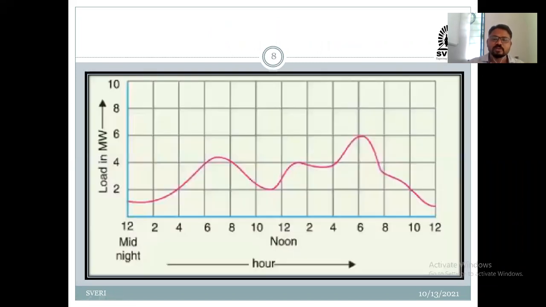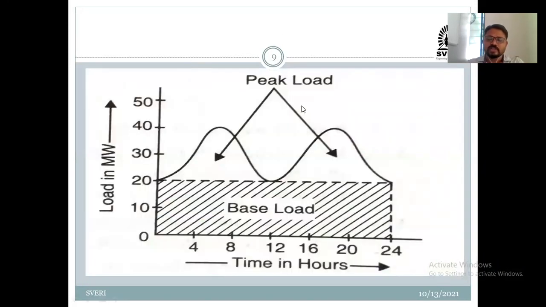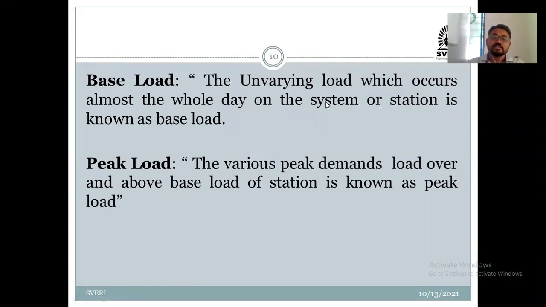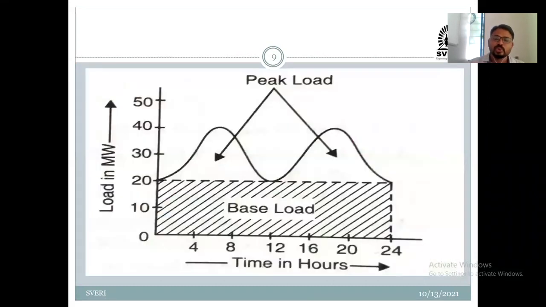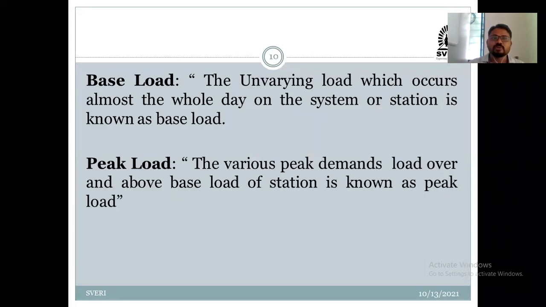Next, this is the proper example of the load curve. Practically, I have shown you how we have drawn the load curve. Then there are basically two terms that arise, which are the base load and peak load. What is the base load? The load which is continuously unvarying in nature, present on the whole day on that particular system, that is base load. And what is the peak load? The load which is present over and above that base load, that is the peak load.